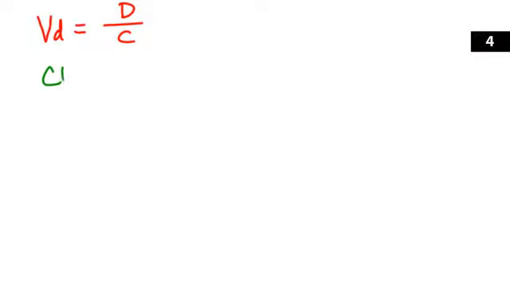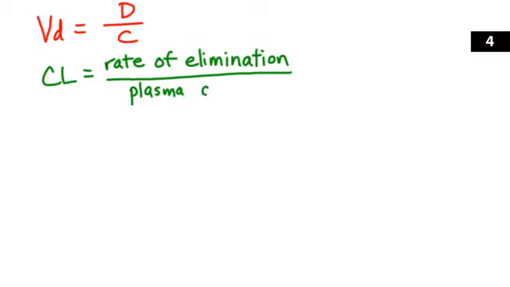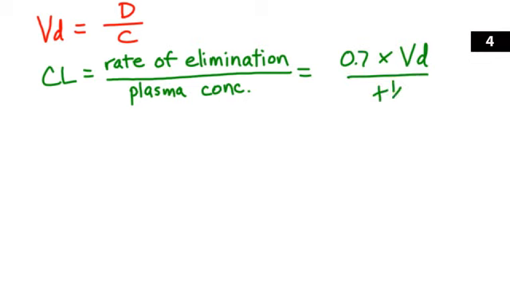The second equation deals with clearance. Clearance is the rate of elimination of a drug divided by the plasma drug concentration. Clearance is also equal to 0.7 times the volume of distribution divided by the half-life of the drug. And that's the equation you should probably memorize.